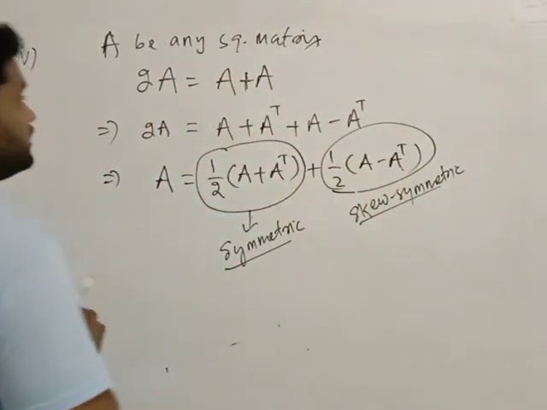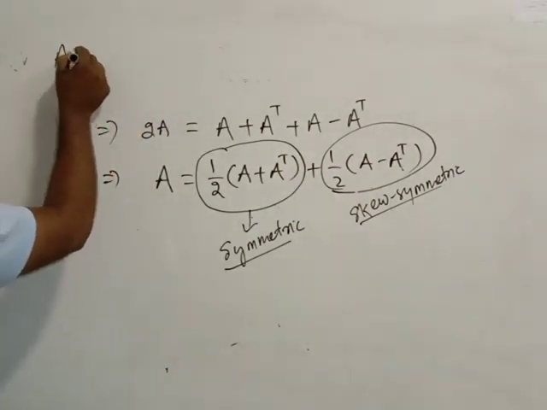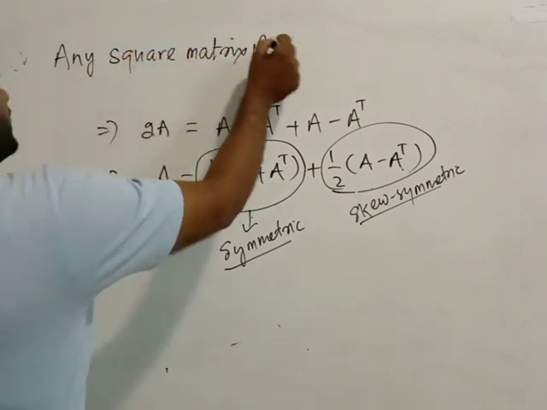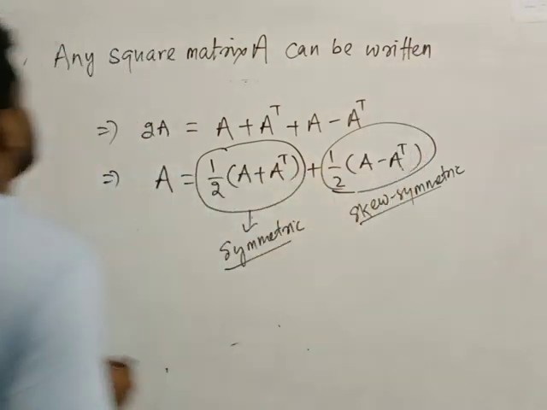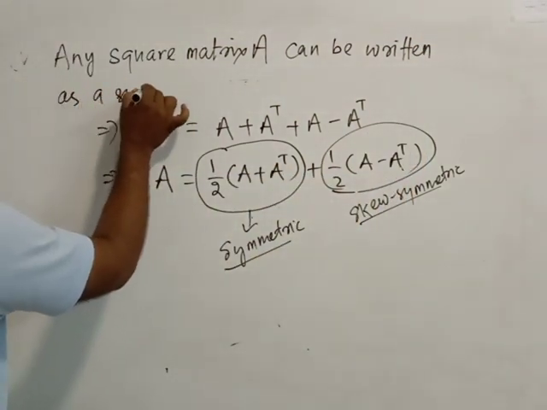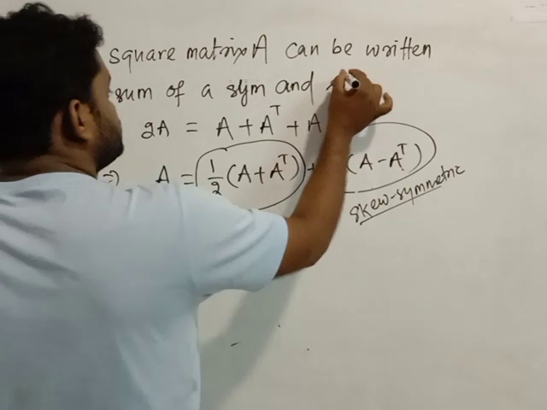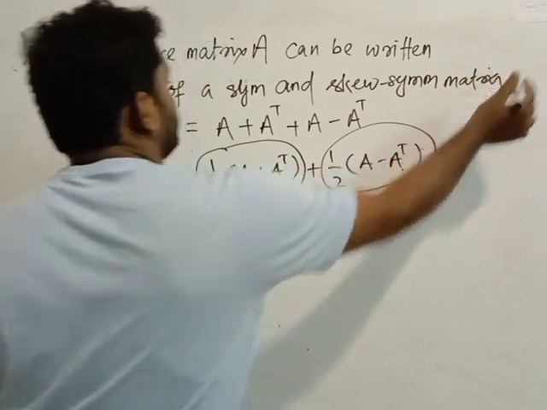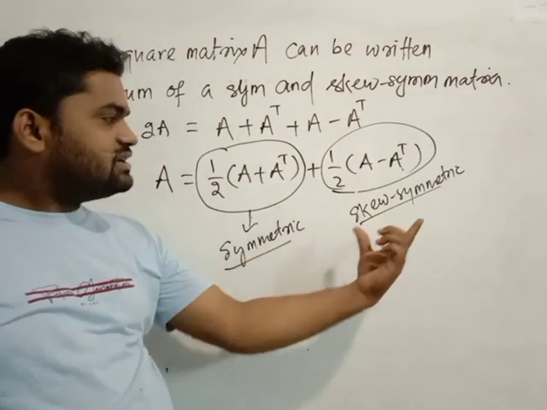So the last property is: any square matrix A can be written as a sum of a symmetric and a skew symmetric matrix.